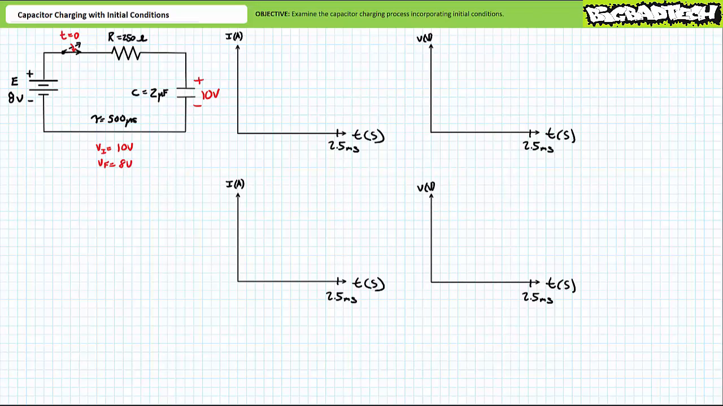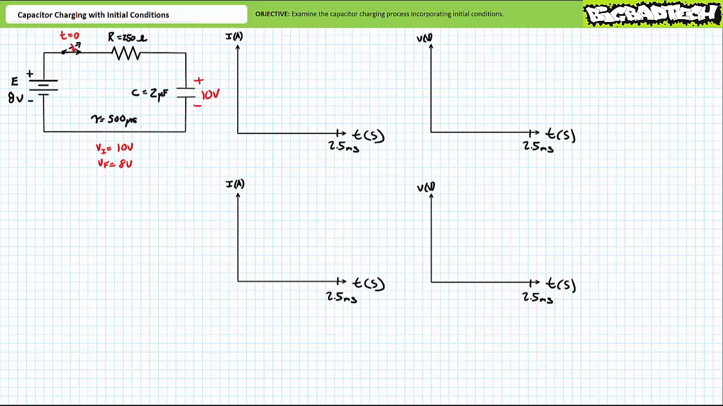You'll note, despite the incorporation of an unexpected initial condition, the time constant for the circuit remains the same at 500 microseconds. Let's make this an interactive exercise. My first question to you is this. What happens during this quote-unquote charge phase when the switch closes at time t equals 0?